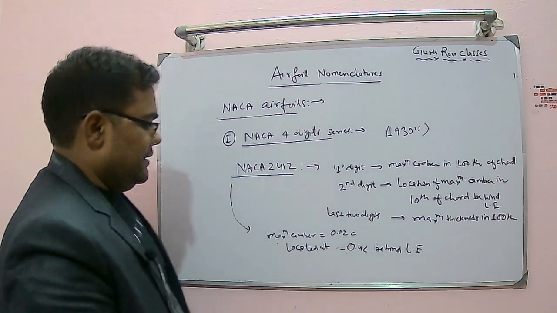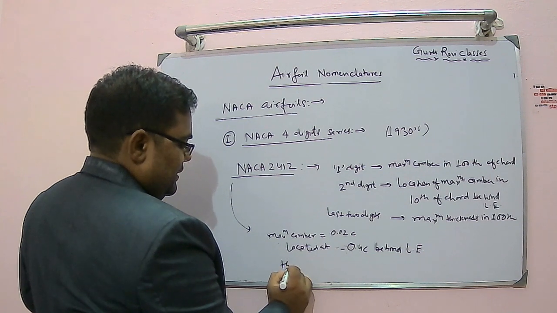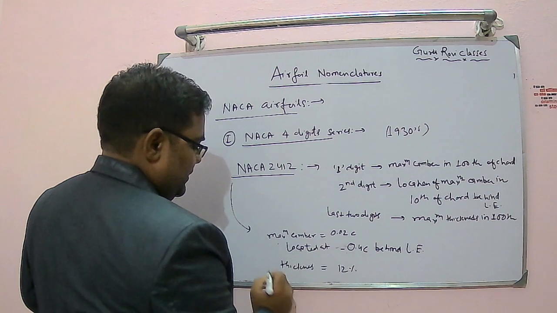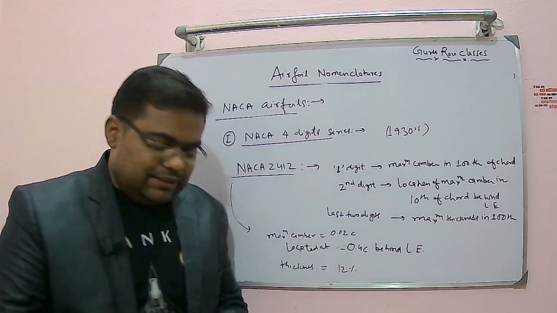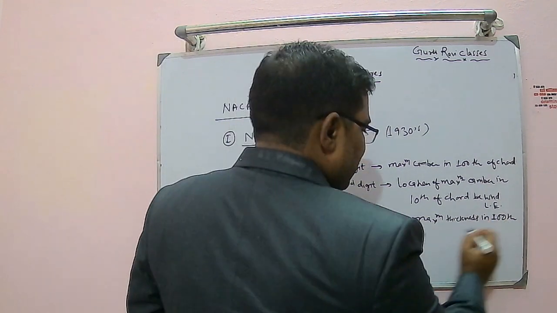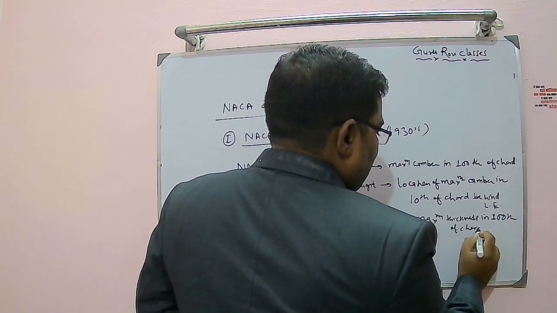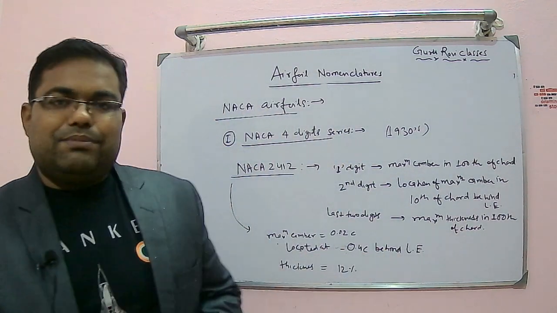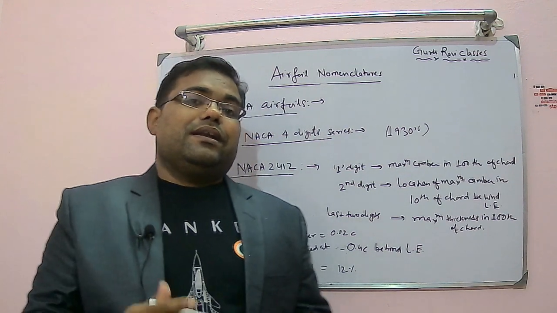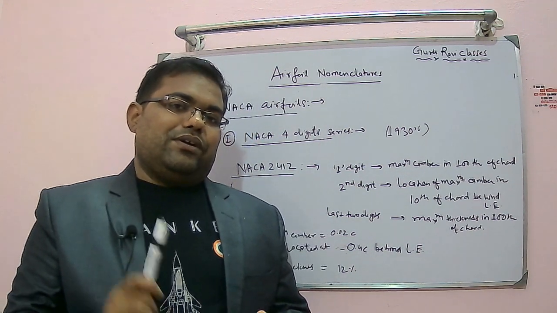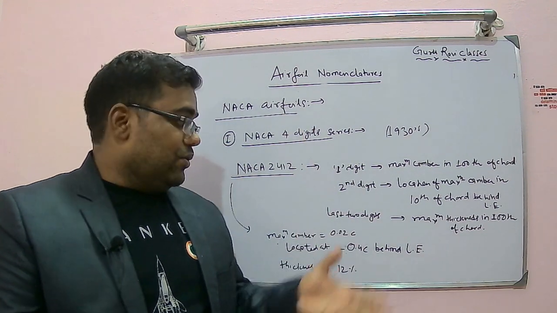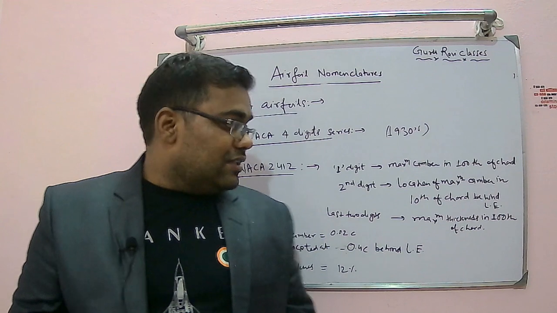So behind the leading edge, the thickness is equal to 12%, 12% of the chord. Basically all things are related in hundredths of the chord, so 12% of the chord length is my thickness. Chord length is one of the most important criteria when designing an airfoil. Once we know the chord length, we can find out the thickness, the camber, and the location of maximum camber.